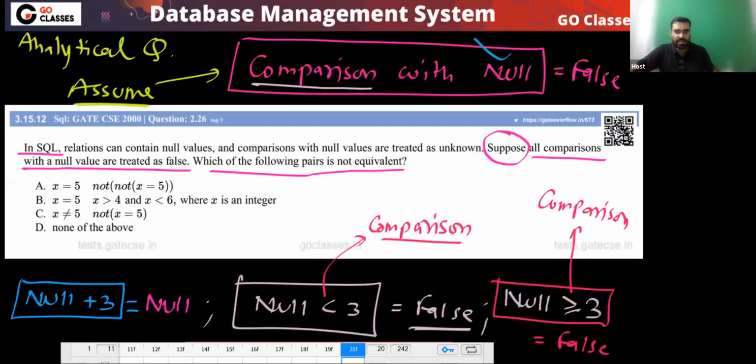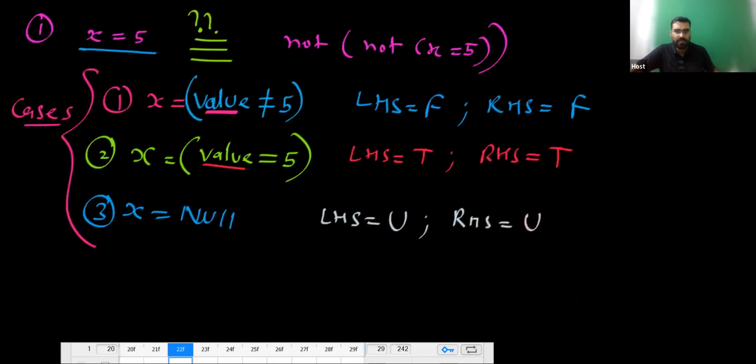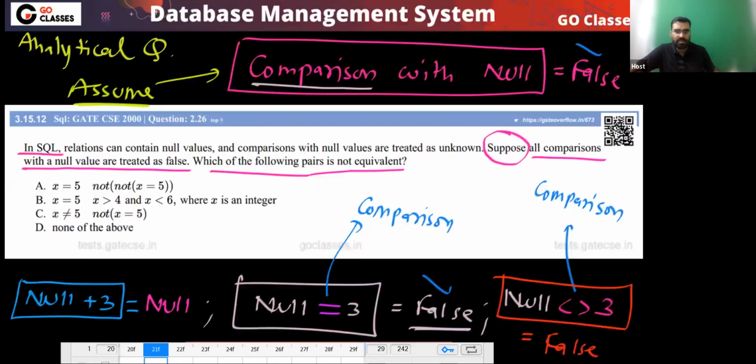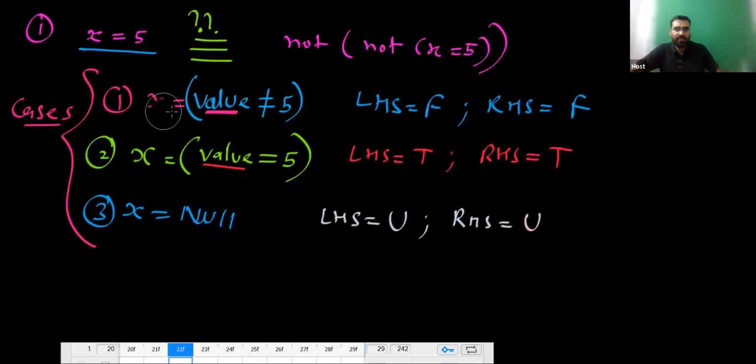In our original question, what will be option A? Are they equivalent? See, the first two cases are the same, and you don't have to check them. Those are very simple and intuitive, true or false. You only have to check the third case. Let me check the third case.